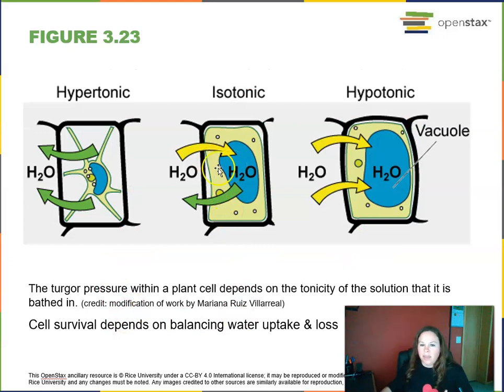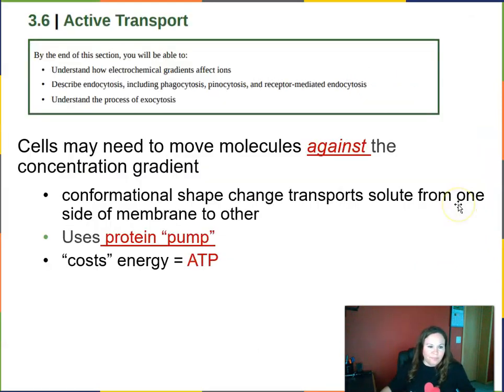Isotonic is okay, but notice they could use a little more pressure here to make the cell wall kind of go outward a little bit more. So they're okay with it, but they'd actually rather have the hypotonic environment. I guess we can say plant cells are kind of weird like that, right? So each their own. So let's talk about active transport in this last section of 3.6.